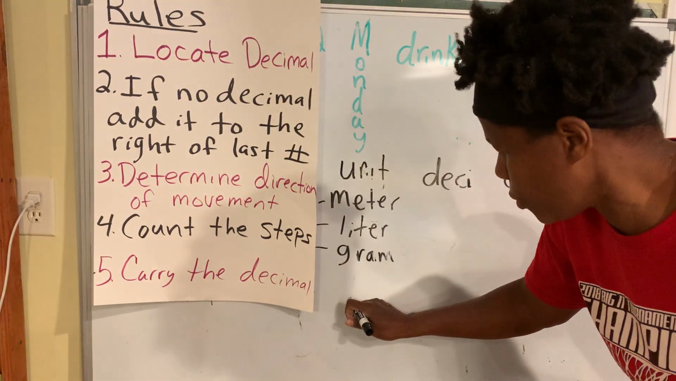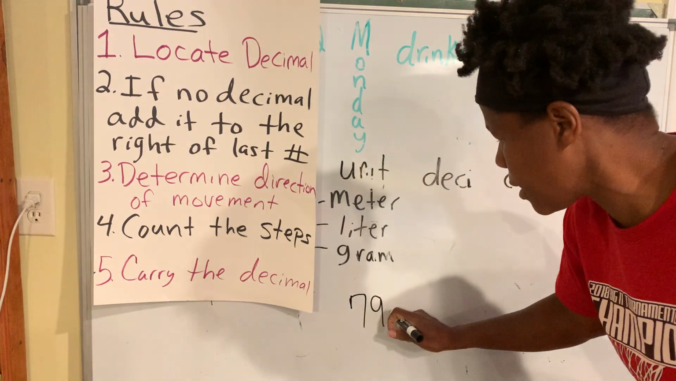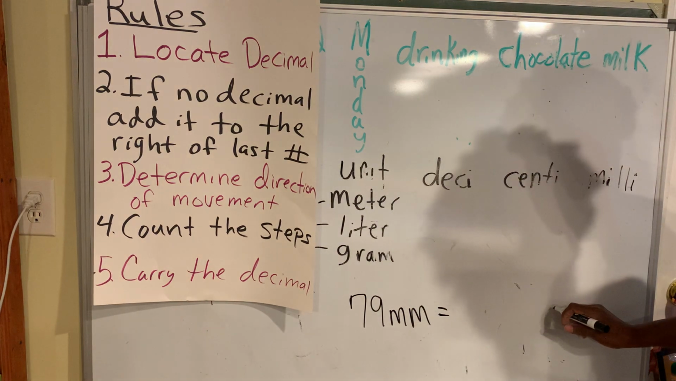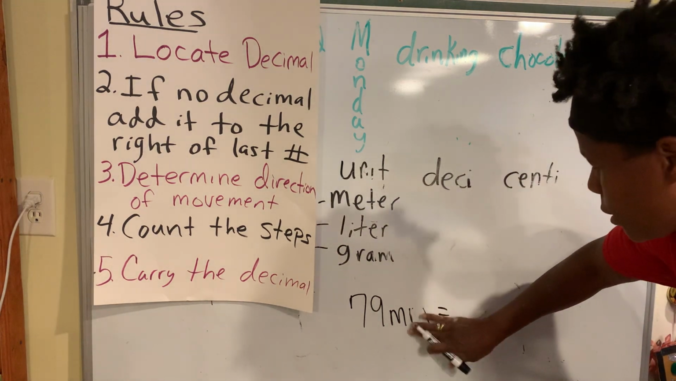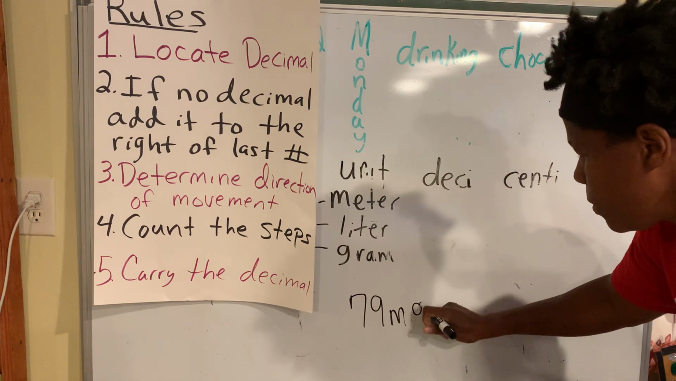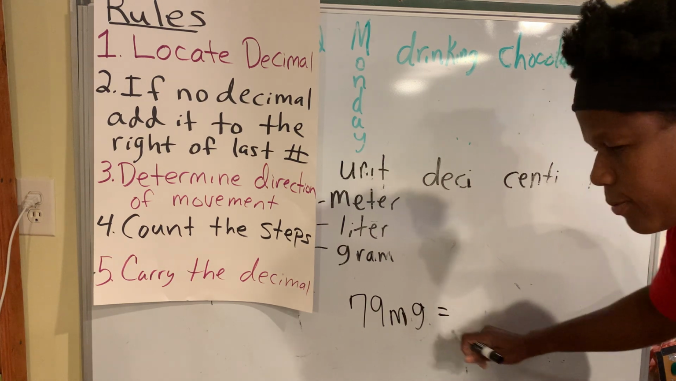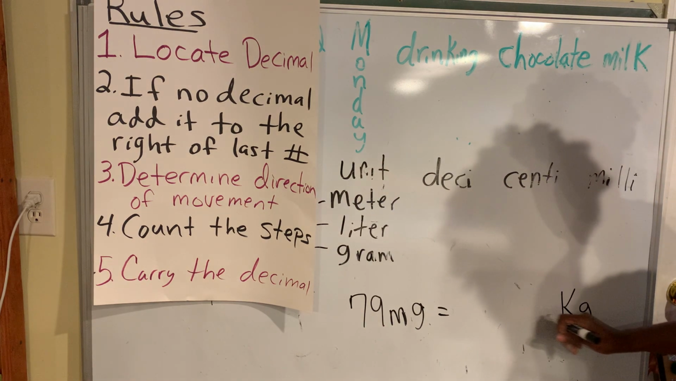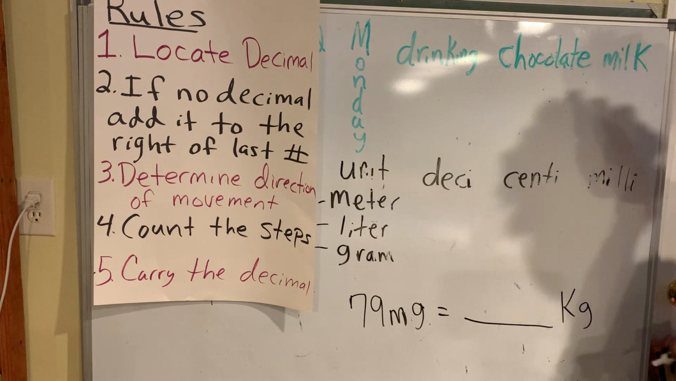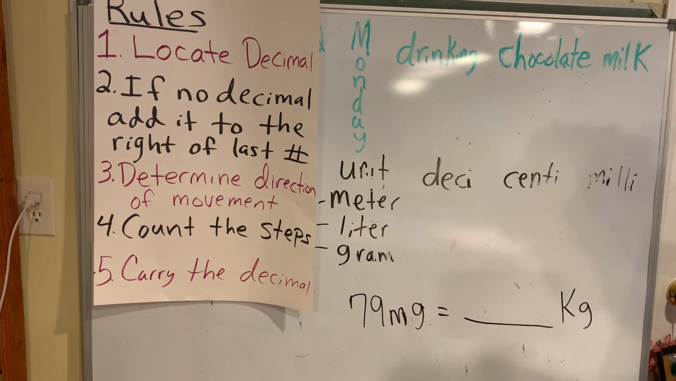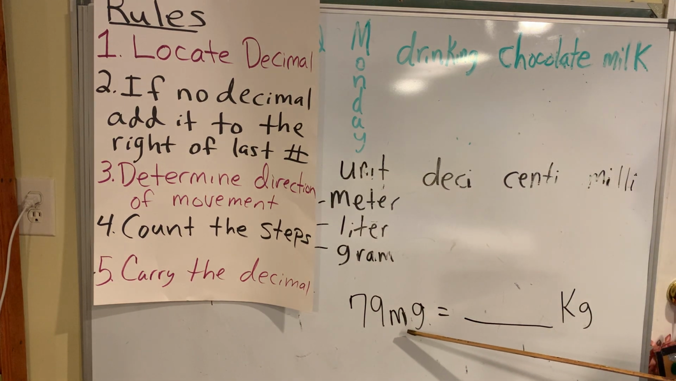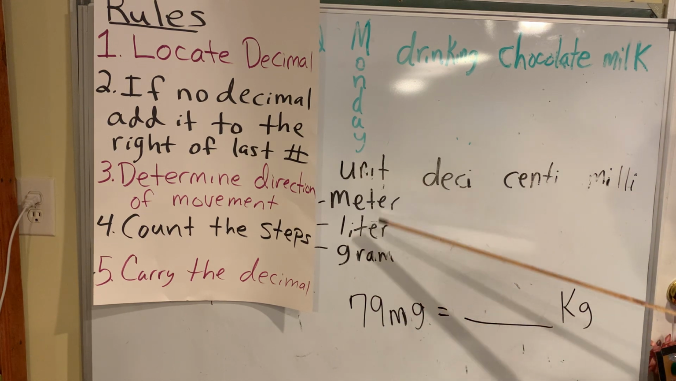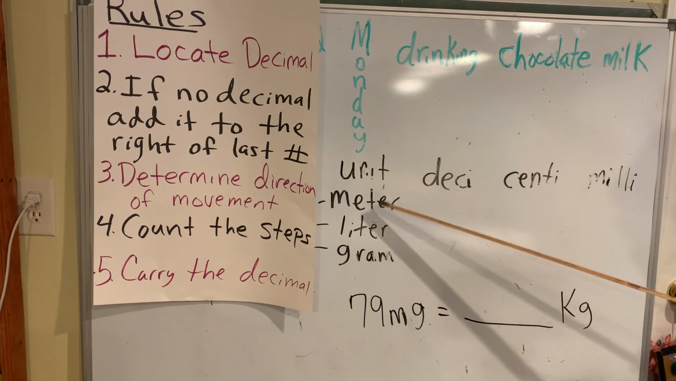Okay, so this one I'm going to do, and I'm going to go, always use, let's use a different unit this time. Let's use milligrams. Oh, I didn't want to tell you the answer. mg going to kg. Okay, now, who can tell me, am I talking about milli or am I talking about meter? Which one am I talking about?